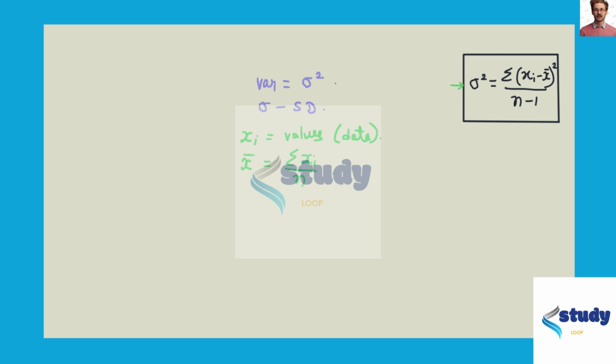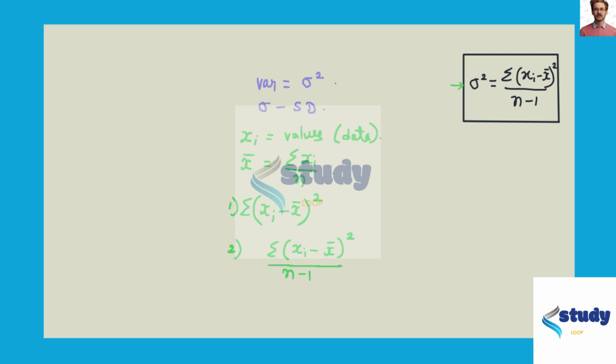Once we have the mean and the data values, our first step is to subtract the mean from each data value and then square them, and then add all of them together. The second step is to divide this sum of (xi minus mean) square by n minus 1. Here n is the number of observations.